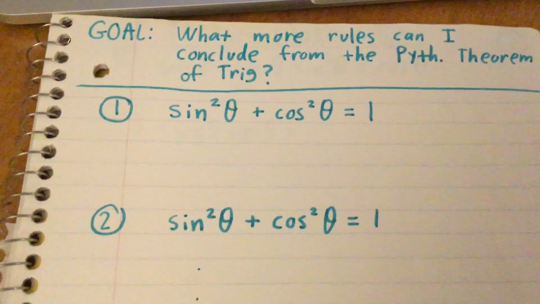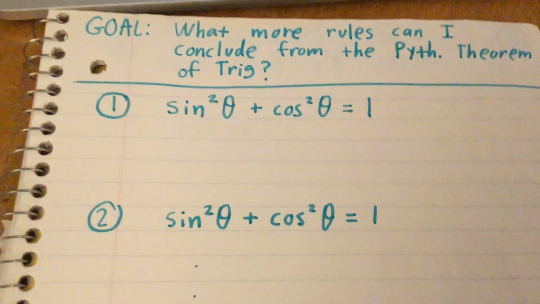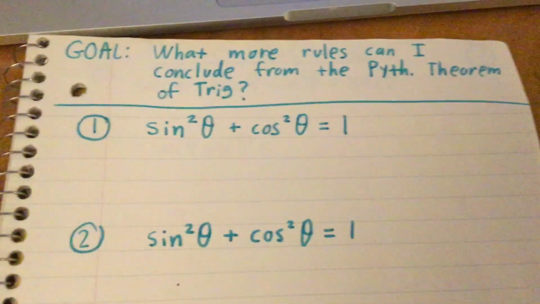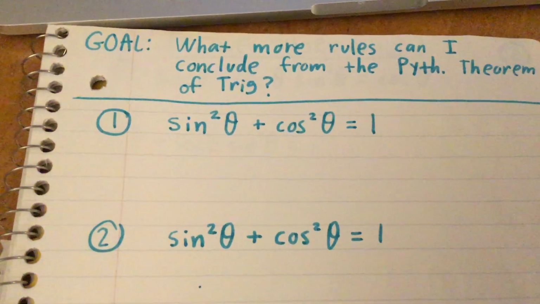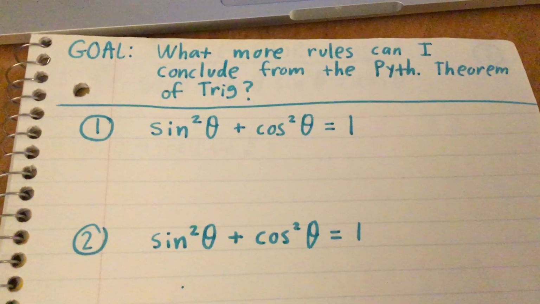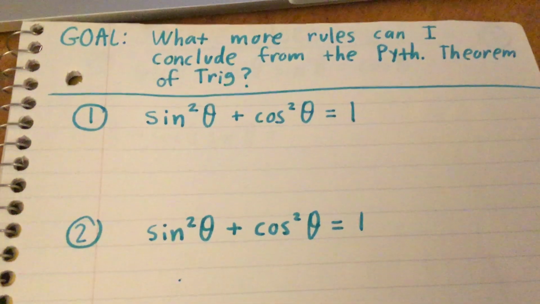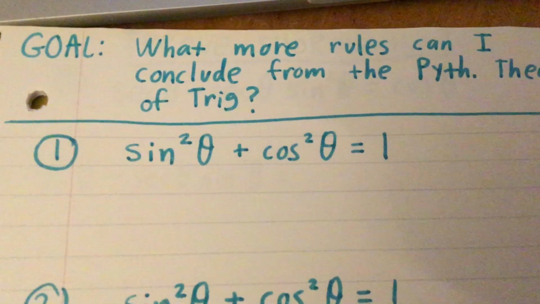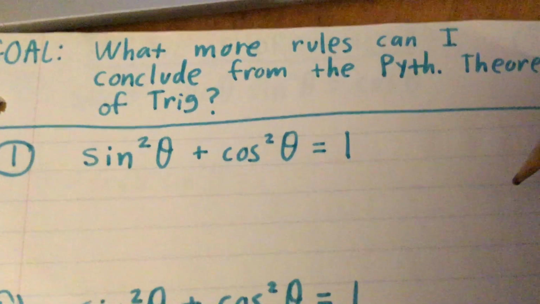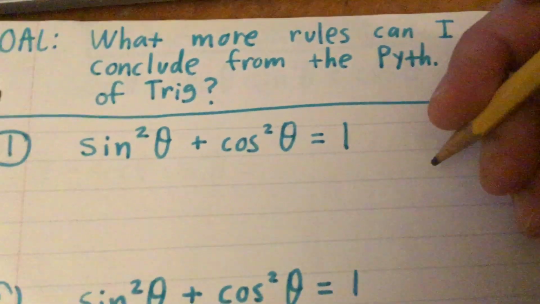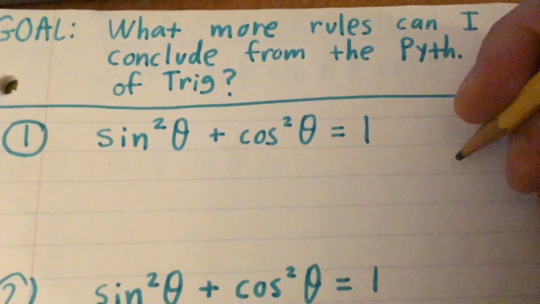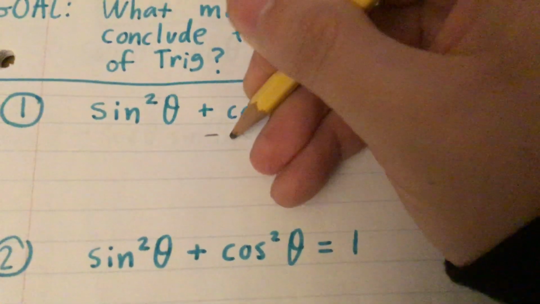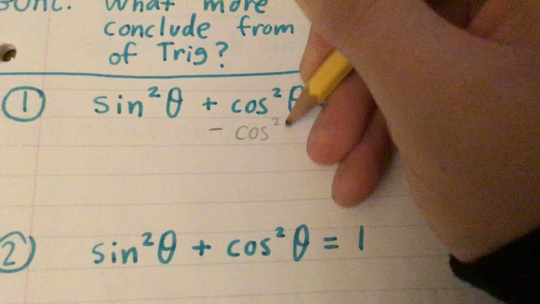You start out with a limited variety of tools and weapons, and as the harder levels come, your weapons and your toolbox and your skills and abilities make you stronger than ever to do the harder stuff. So first things first, just play around with it. Just follow my lead. We know sine squared of theta plus cosine squared of theta is equal to 1. Well, let's say I subtract cosine squared of theta from both sides.